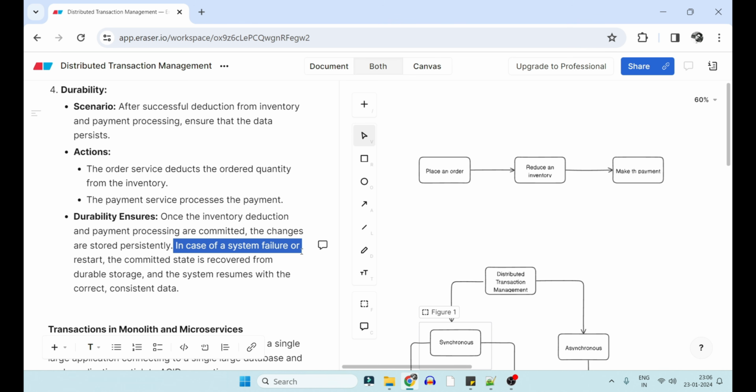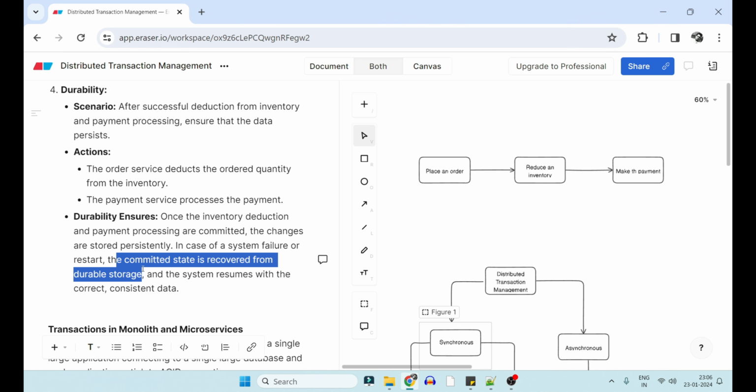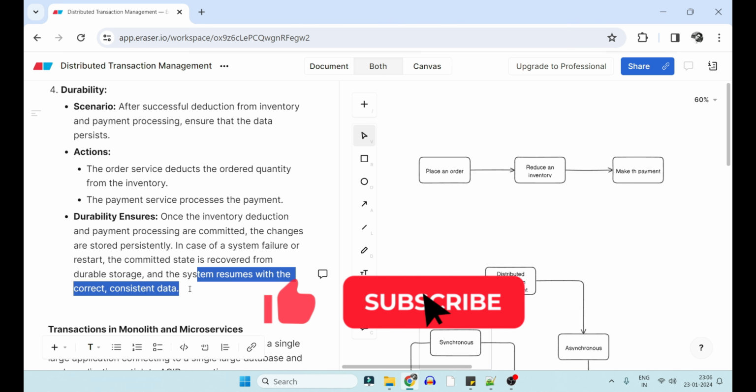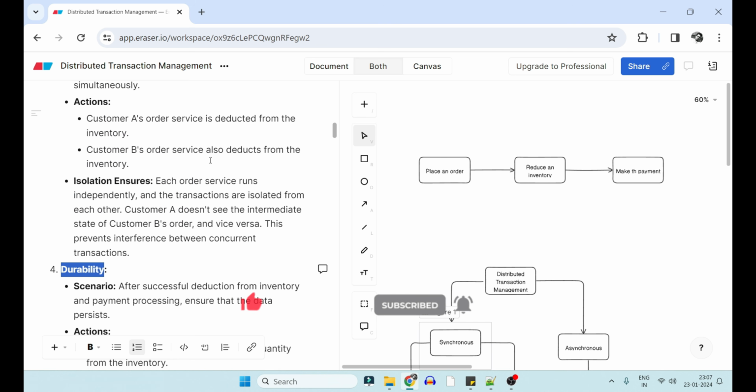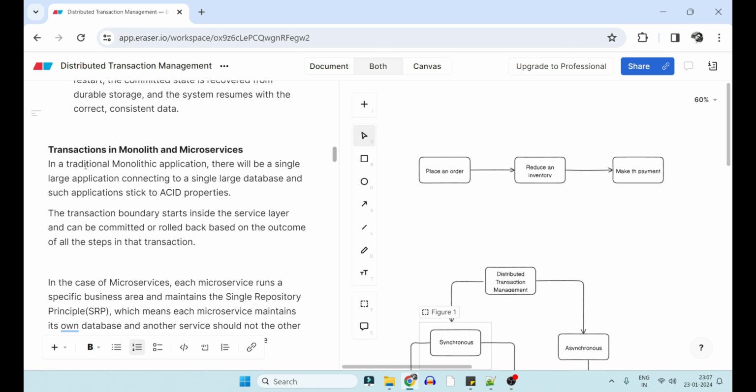So in the case of system failure or restart, the committed state is recovered from the durable storage, be it database or hard disk, and the system resumes with consistent and correct data. That means you have durable data. So these were the 4 ACID properties. Now next is how transactions are different in monolithic and microservices.